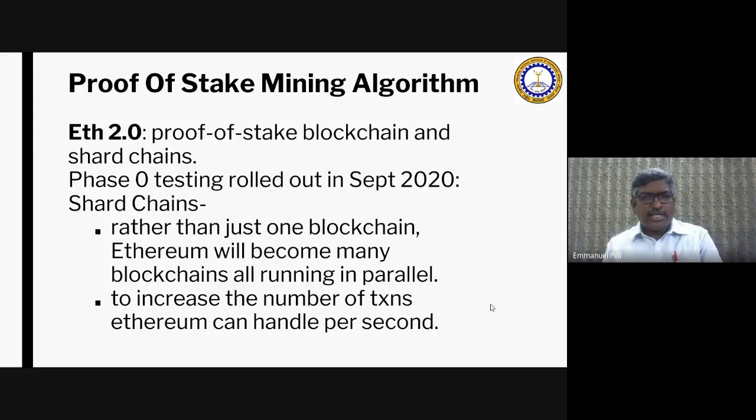Rather than just one blockchain, Ethereum will become many blockchains all running in parallel. This is a concept so that you can increase the number of transactions Ethereum can handle per second. You can have what are called shard chains, divided parallel chains which can run in parallel. Instead of a single blockchain, you'll have multiple blockchains running at the same time.